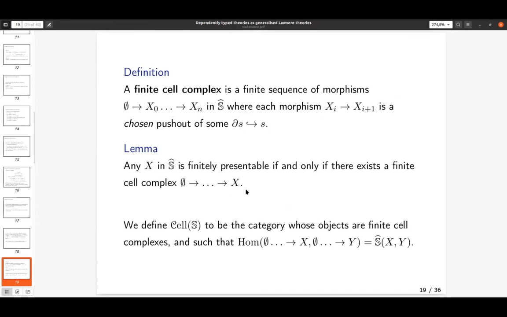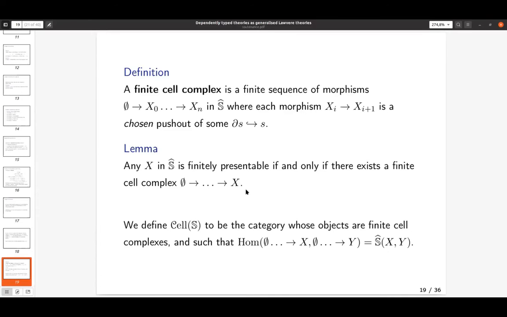And I'll say that a finite cell complex is a finite sequence of chosen push-outs in presheaves of boundary inclusions. So once again, a finite cell complex is a finite sequence of morphisms in presheaves on S, where each morphism is a chosen push-out of some boundary inclusion. And when I say chosen push-out, I mean that the push-out square is part of the data.